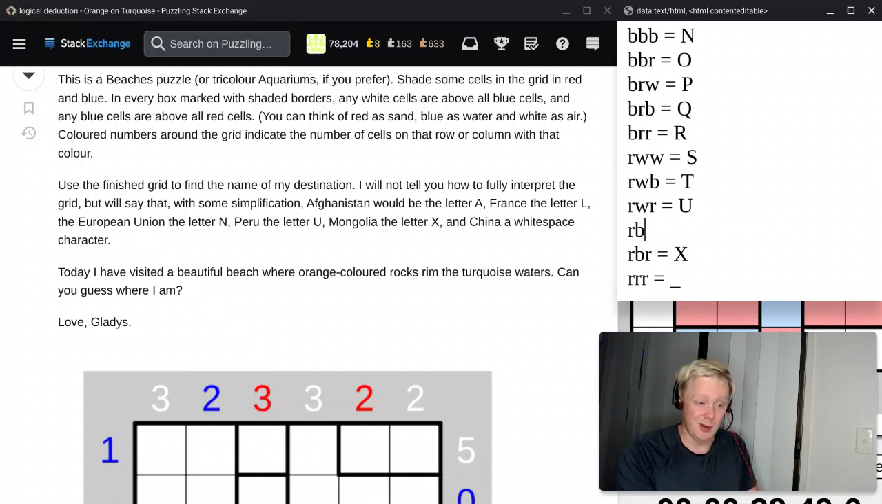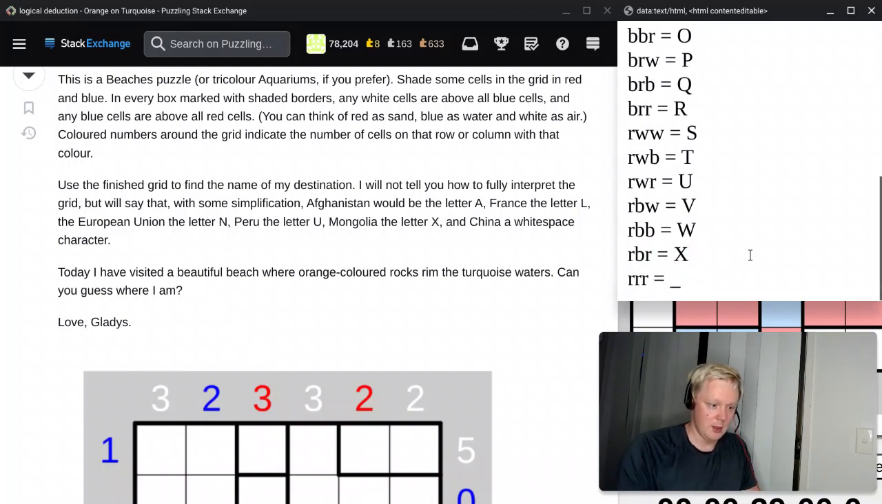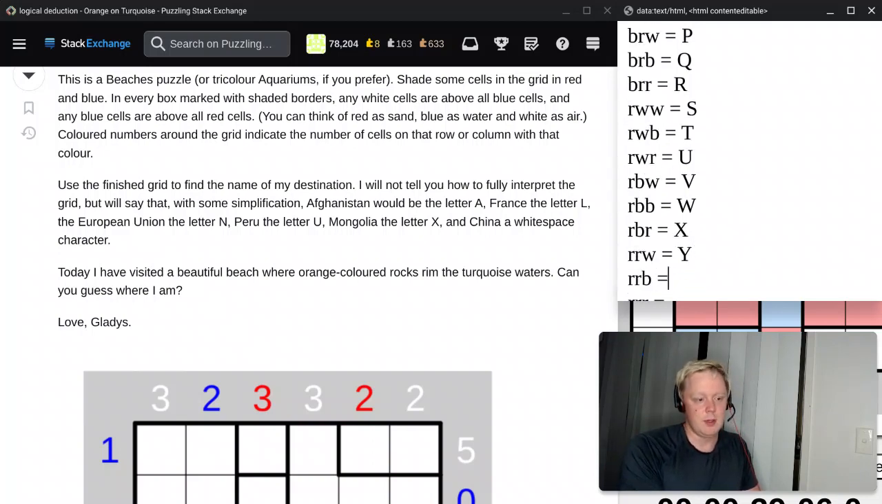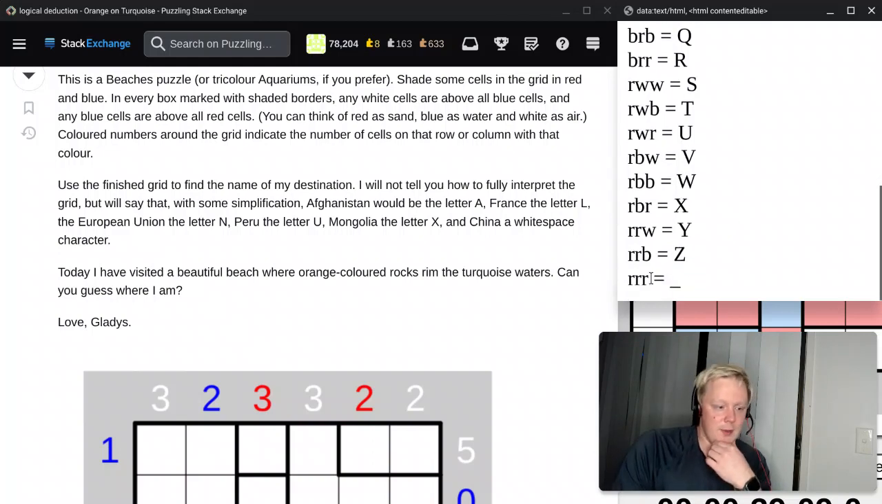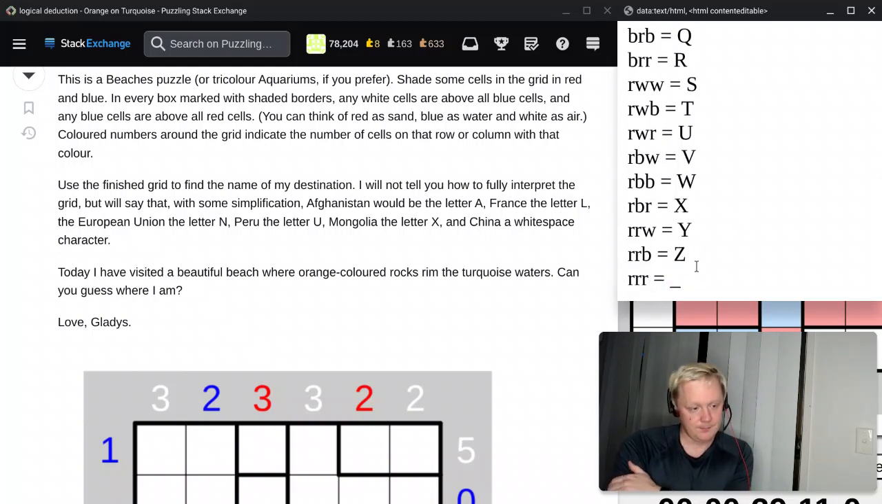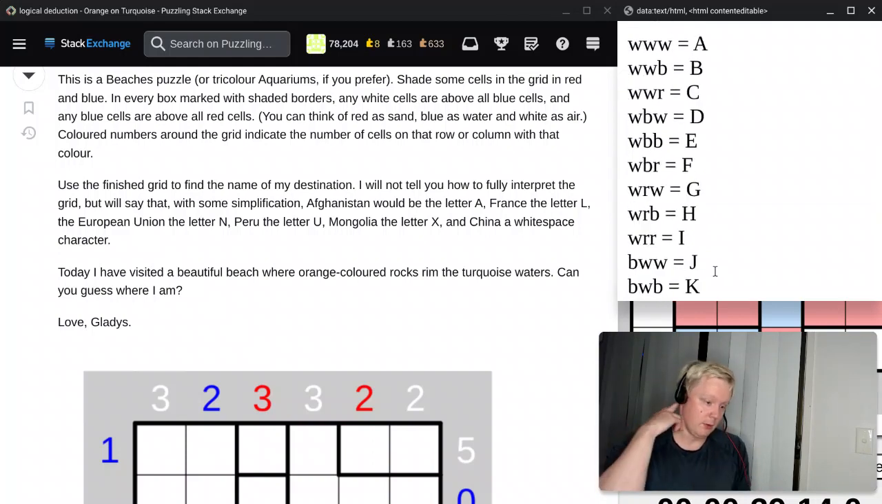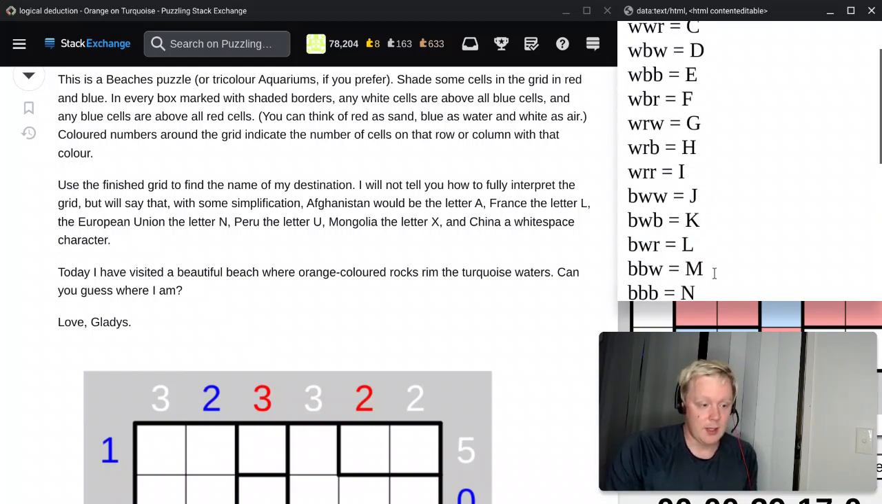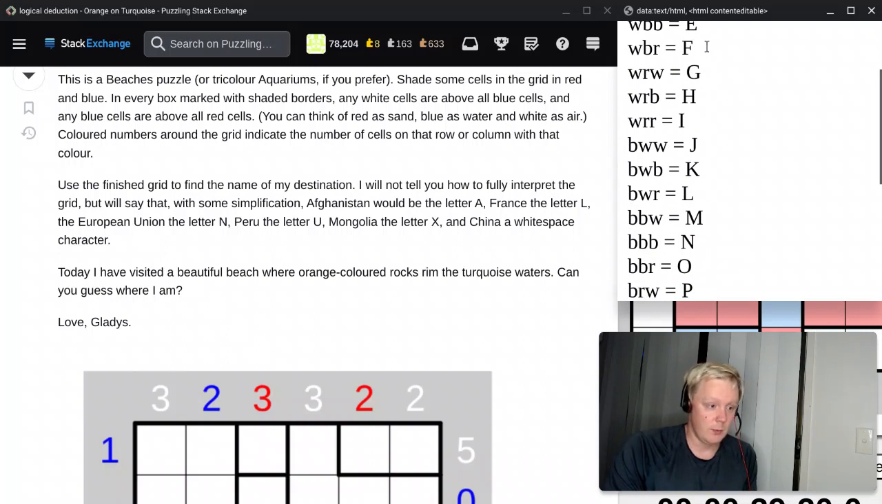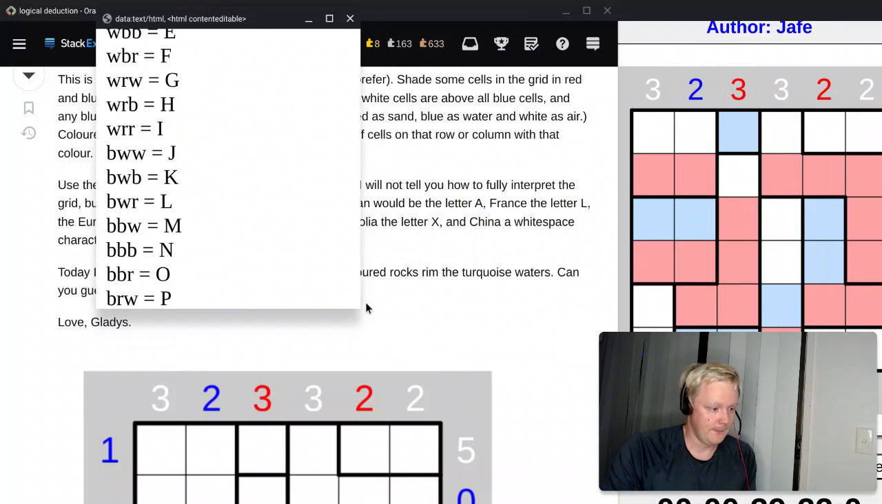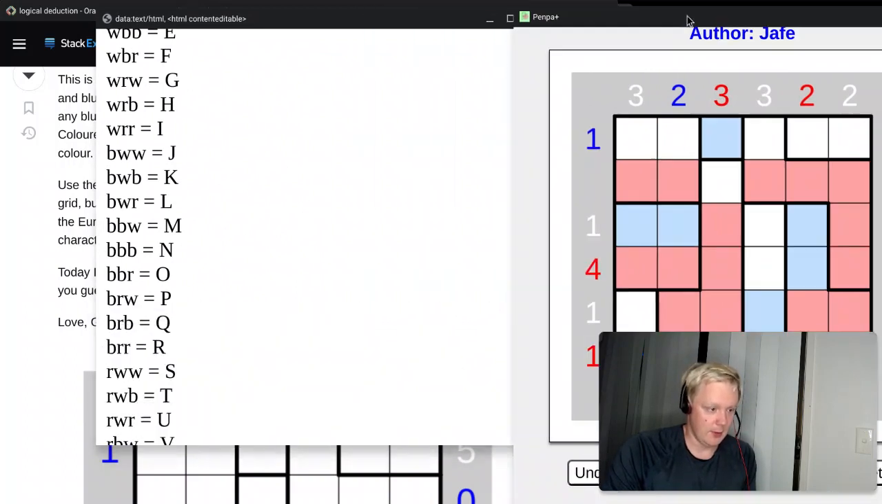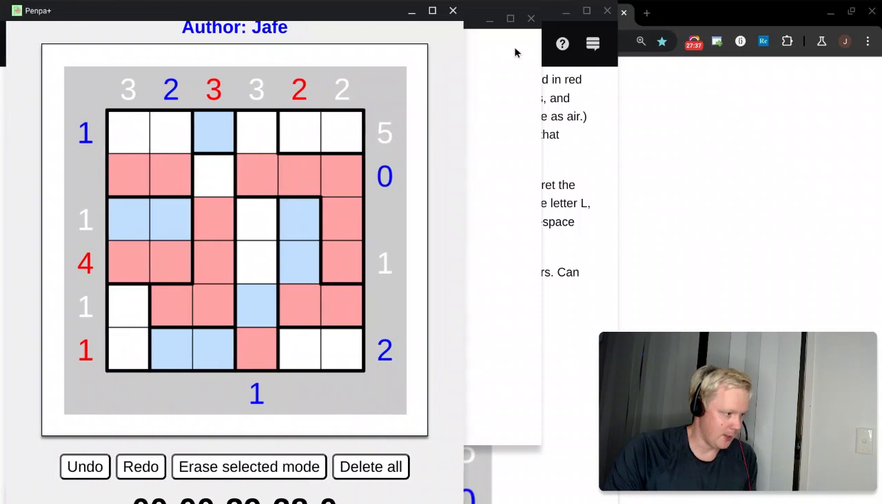Red, blue, white is V. Red, blue, blue is W. Red, blue, red again X. And then we have only a couple more. So red, red, white is Y. Red, red, blue is Z, and then we have this white space character as red, red, red. So that gives us a full alphabet that we can use. And now we can just look at what word or words would come from this grid here. Now, how do I put them all on the same page?